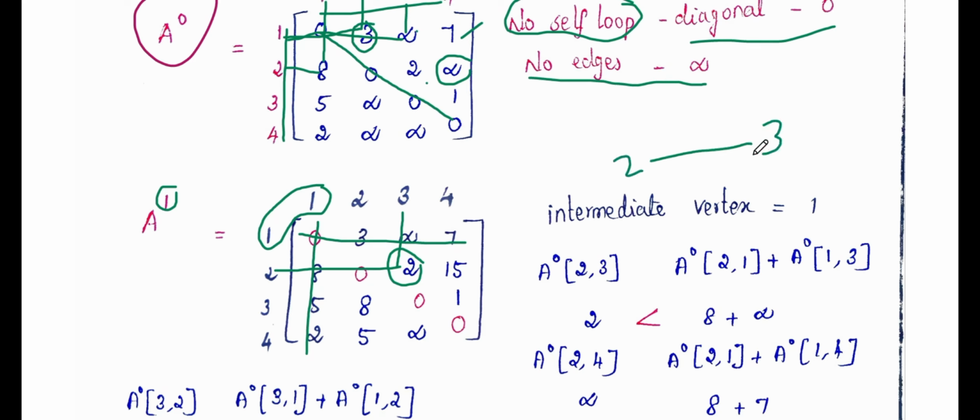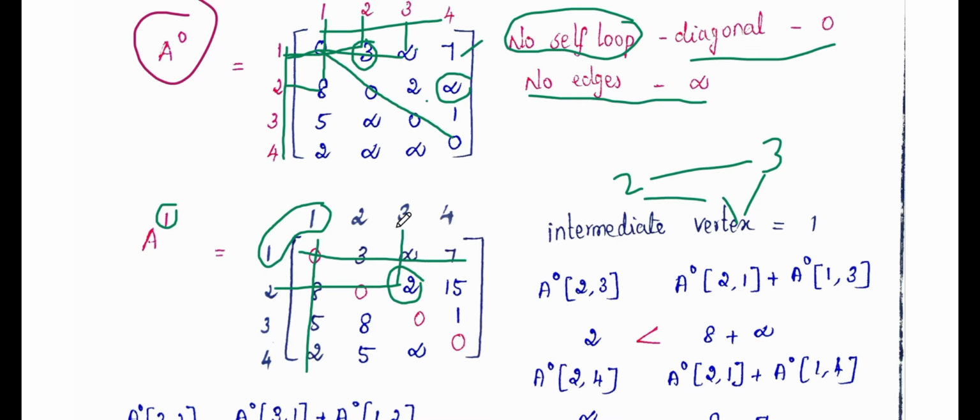Then we update the weight based on the intermediate vertex. What is the intermediate vertex here? 1 is the intermediate vertex. Then 2 to 1, 1 to 2. So we find this distance also. Whichever is minimum, update that value here. So for 2 to 3, we find that value from the previous matrix A0. Now you fill this matrix using the values from the previous matrix A0 in the formula. So A0 of 2 comma 3, what is the value here?